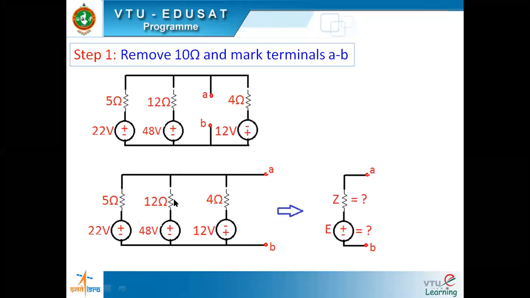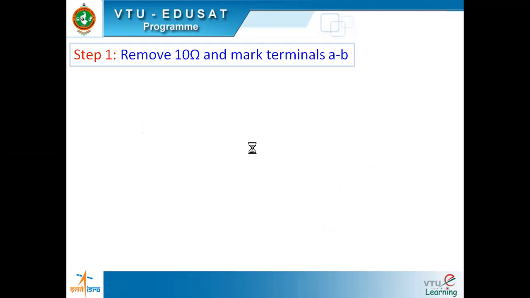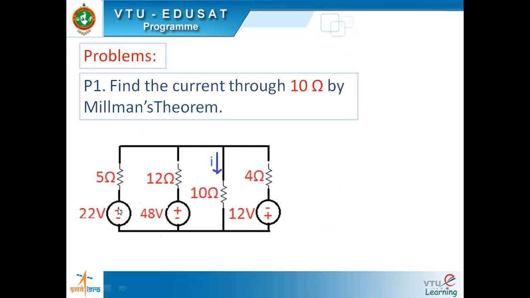Now Millman says this can be replaced by a single voltage source in series with a single resistance or impedance. We could have written it as Z, we could have written it as V, R, not at all a problem, since they are all resistances. So Millman says, what is this? Let's see. One more thing we need to be very careful with is that not all the polarities are the same. In the given problem, not all the polarities are the same. It is plus minus, but it is minus plus. So this is where we need to be a little careful.